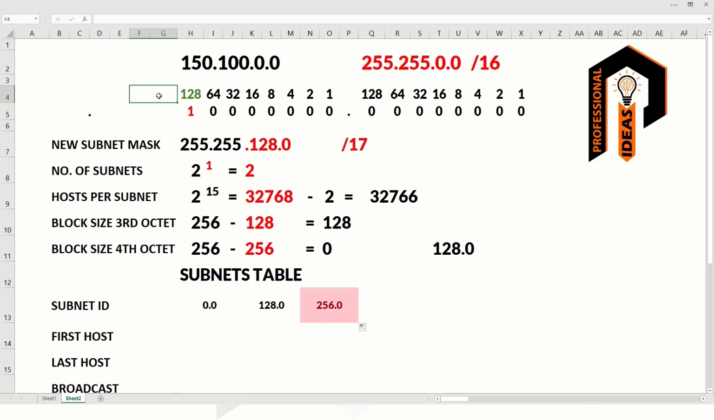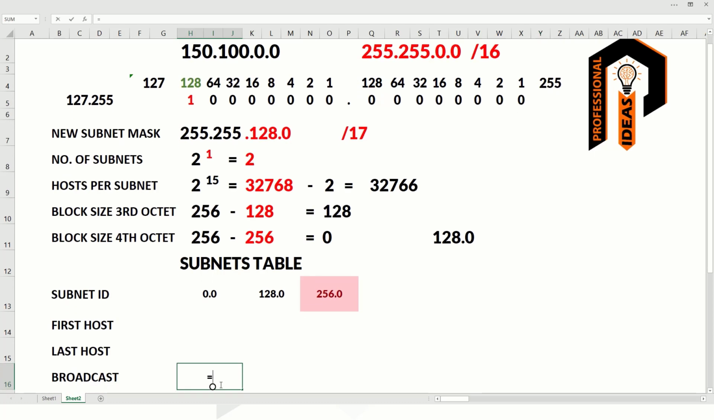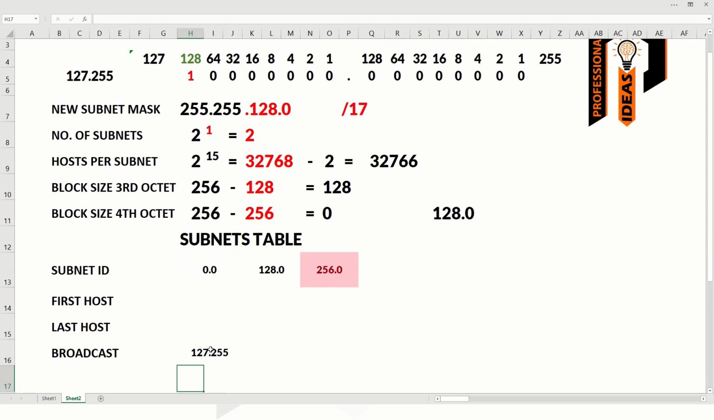Now let's find broadcast address of each subnetwork. To find broadcast address, add the spot values of remaining 7 bits of third octet, which is 127, and 8 bits of fourth octet, which is 255. Now add 127.255 in each subnet ID and expand the formula to get broadcast address of each subnet. Note that the broadcast address is 1 less than the next subnet ID.